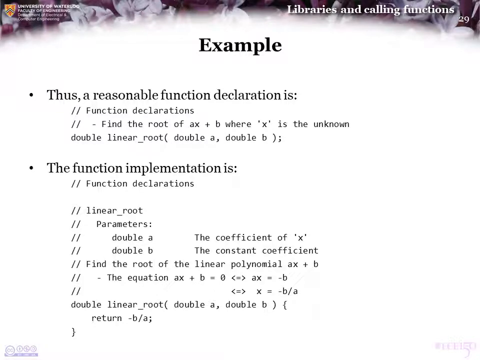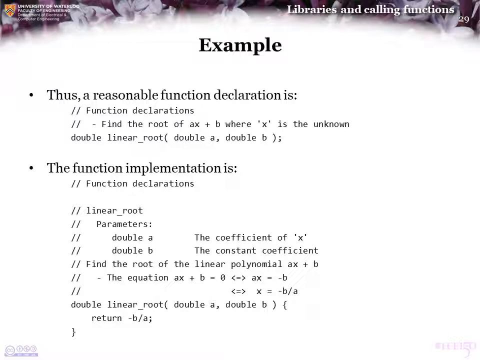Here's our function implementation, and as you may have guessed, it's reasonably straightforward. However, we're going to add some comments. First, we'll give the name of the function, linear root. We will specify what each of the parameters means. In this case, a is the coefficient of x, and b is the constant coefficient. Then we'll give a description of what the function does: find a root of the linear polynomial ax plus b equals 0, and in the comments I also add a derivation of how we got that answer.